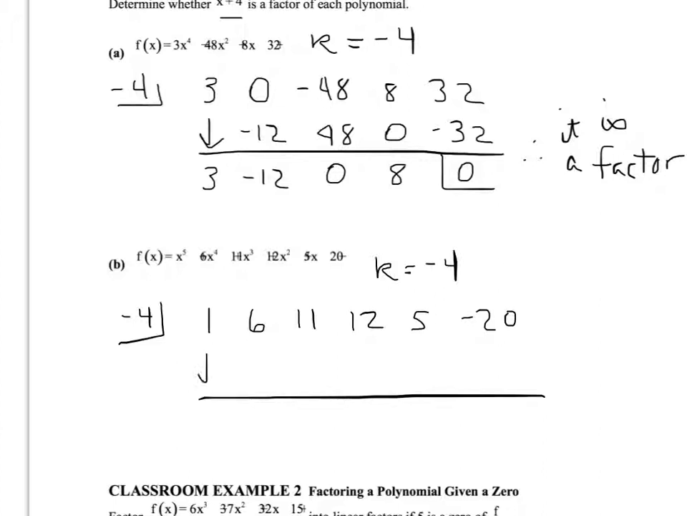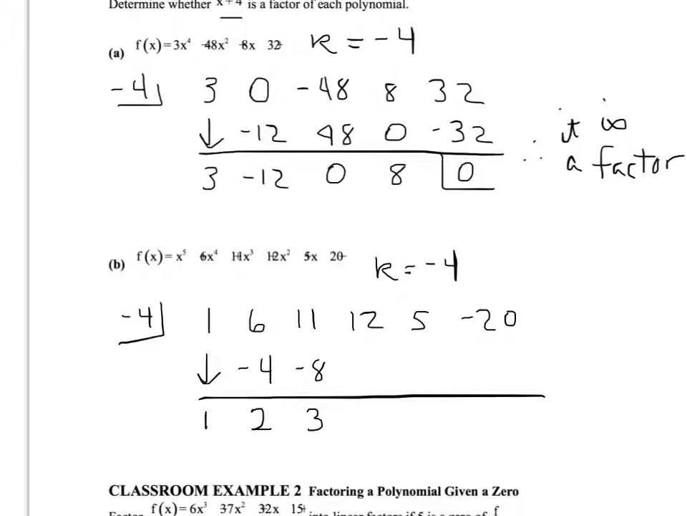We are ready to use synthetic division. Bring down that first term, I get a 1. 1 times negative 4 is a negative 4. When I add that to 6, I get a positive 2. Now we multiply negative 4 times 2, we get negative 8. We add the next column, and 11 minus 8 is positive 3.